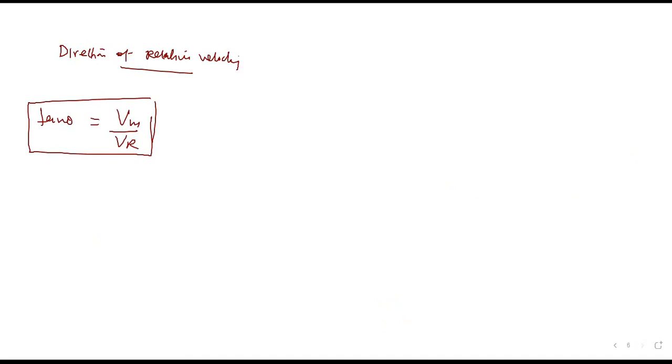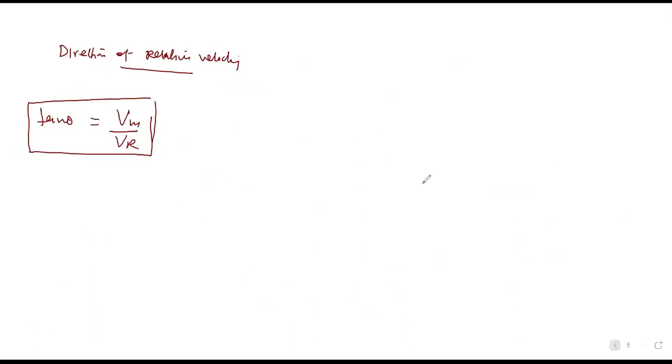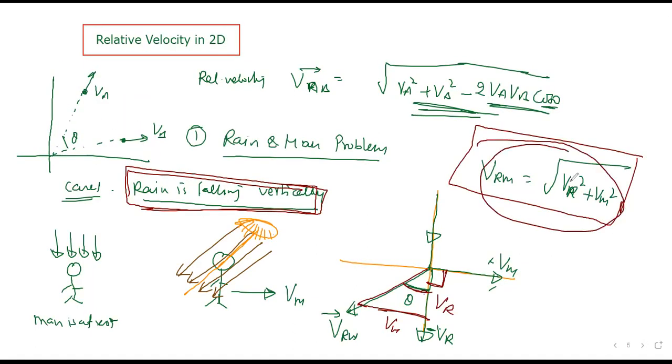Now, second case. This is the case when rain is falling at an angle. Rain can initially fall at an angle also, right? In this case, two things you have to remember. What is the relative velocity? This is the relative velocity, the square root of the addition of them. And what is the angle? This is the angle.